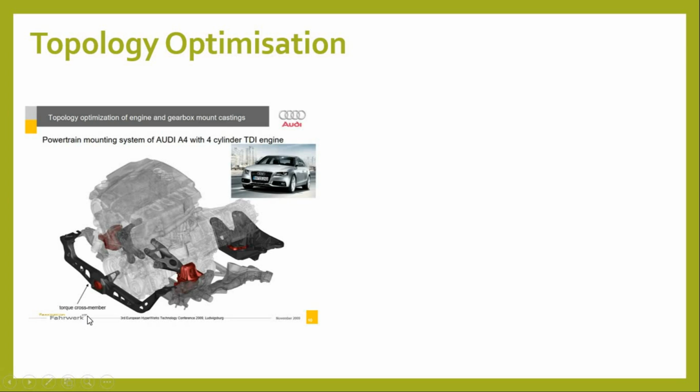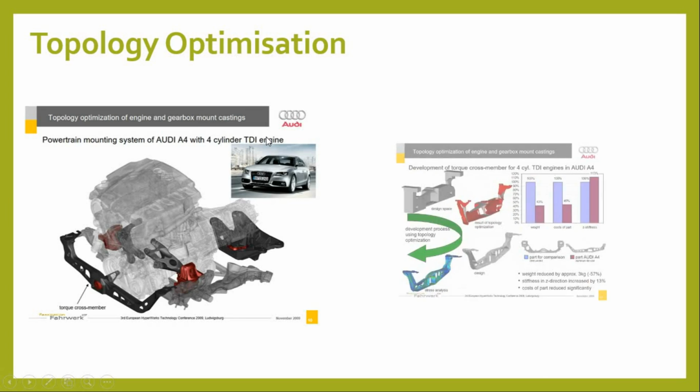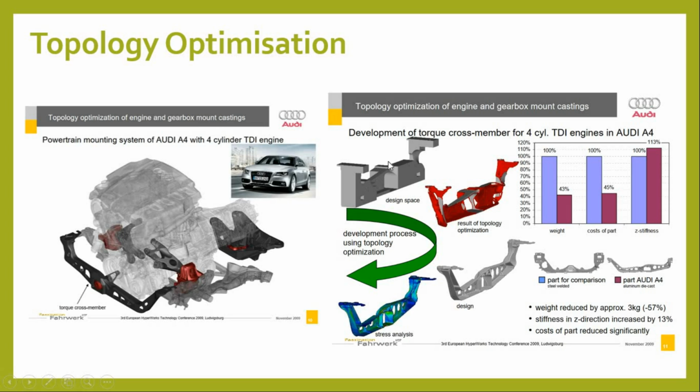If you see, this is nothing but your torque cross member from the powertrain mounting system of the Audi A4 with a 4-cylinder TDI, right? Here, this is your initial design space, and based on that they got this kind of profile. Based on this profile they designed this geometry and further did the validation. Okay, so you can see the different processes, and based on that you will find a lot of material reduction.